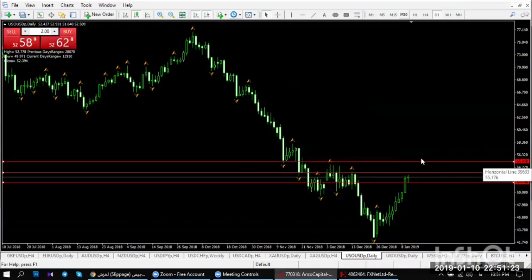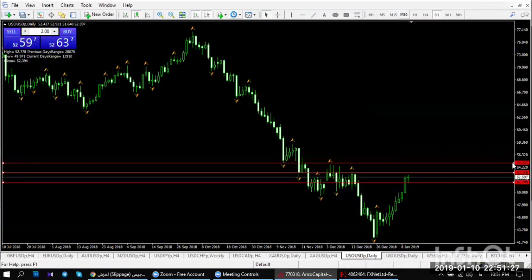Okay, that's correct. Please adjust the line so it's on the shadow, and don't expect it to stick exactly to the pivot itself. Okay, so this is the exiting point, right? Yes, that's correct.